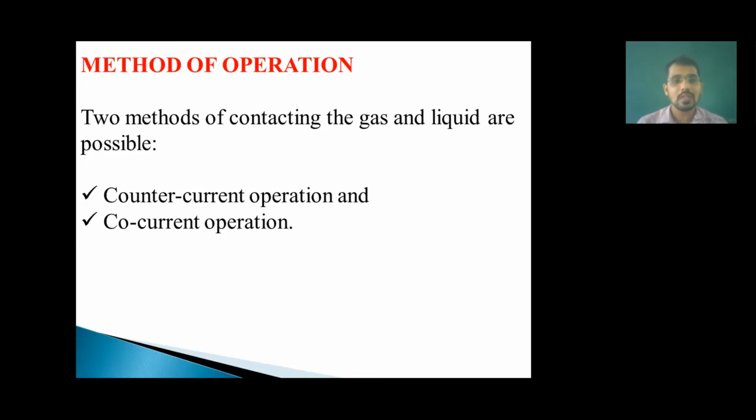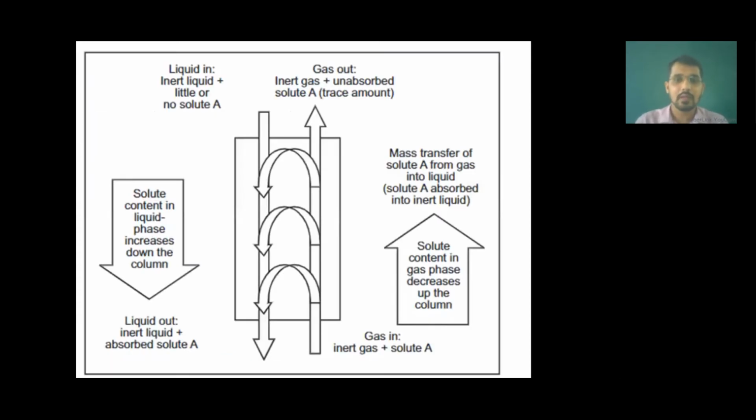And what is the meaning of co-current? Co-current means similar direction. If the gaseous mixture is coming from bottom to top, in the same manner the liquid is also coming from bottom to top. So these are the two modes of operation. Now we will see a figure in which you will get a clear idea about this phenomenon.